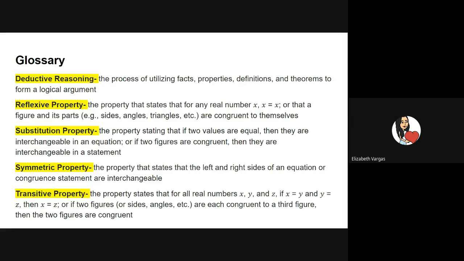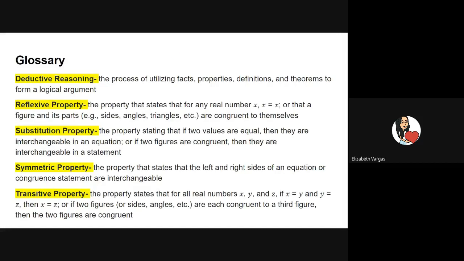And then lastly, we looked at the transitive property, an example of which is if x is equal to y and y is equal to z, then x would also be equal to z. And so that's the transitive property.